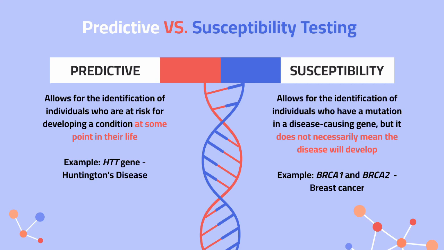On the other hand, susceptibility testing identifies individuals who have a mutation in a disease-causing gene, but may not necessarily develop the disease. Here, the question is not when the individual will develop the disease, but if. For example, having a mutation in the BRCA1 or 2 gene increases the risk of developing breast cancer. However, having a mutation in one of these genes does not mean the individual will develop breast cancer. Other environmental factors such as smoking, chemicals, and pollution increase the risk of breast cancer occurring in these individuals.